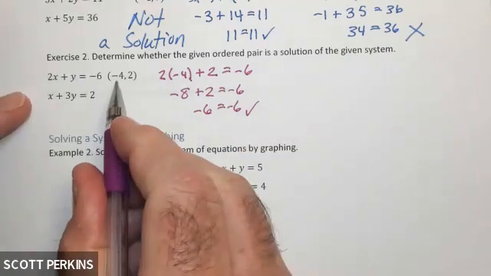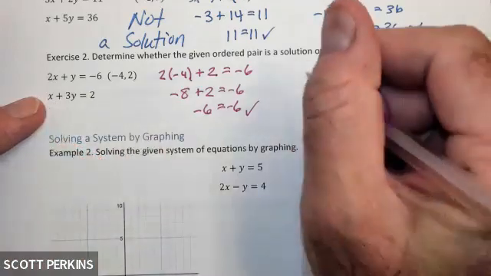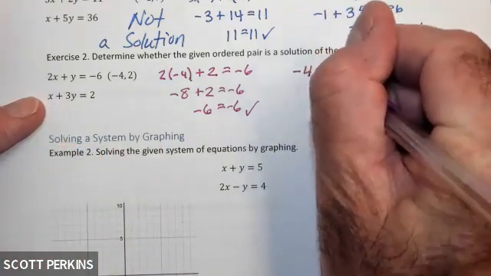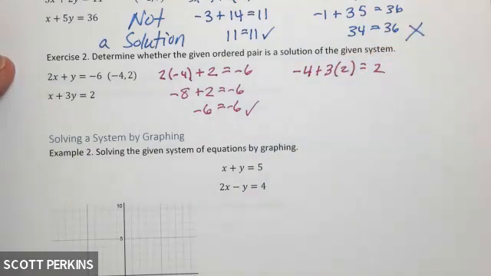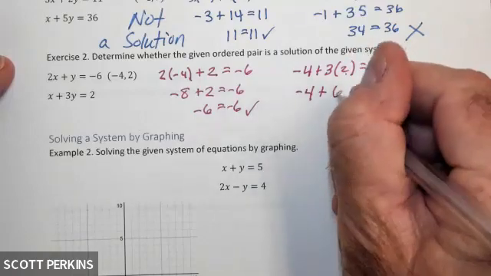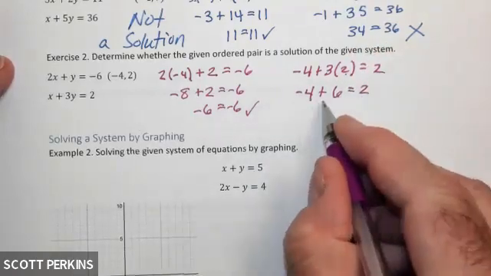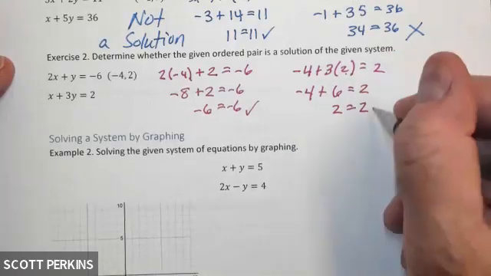The next one, I'll take the x is negative 4 and the y is 2 and plug it into the second equation. So that is negative 4 plus 3 times 2. And I want to know, does that equal 2? So that's negative 4 plus 3 times 2, which is 6. And then negative 4 plus 6, indeed, your calculator can tell you that is 2. So again, we got a true statement.